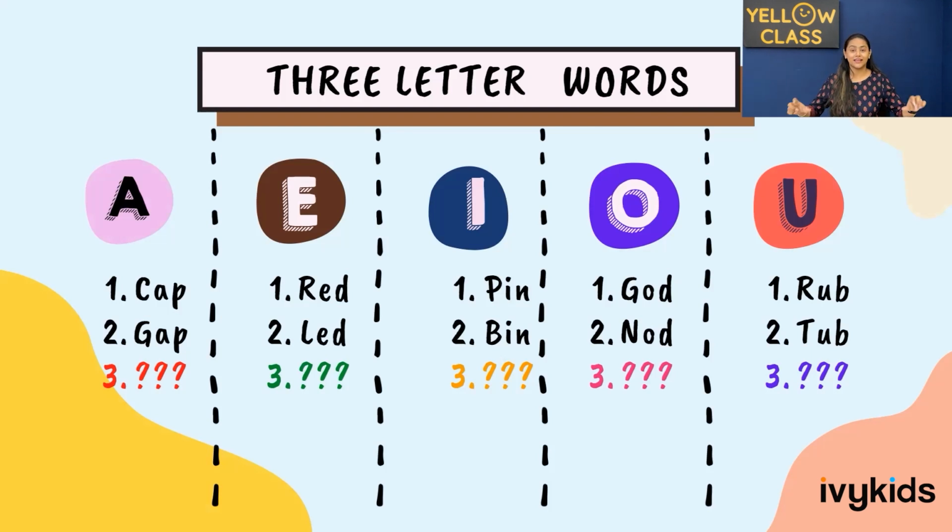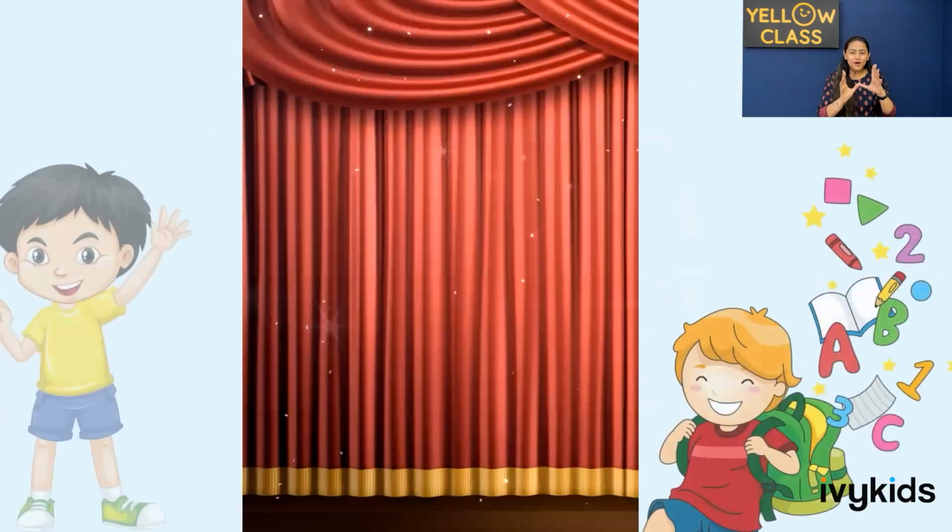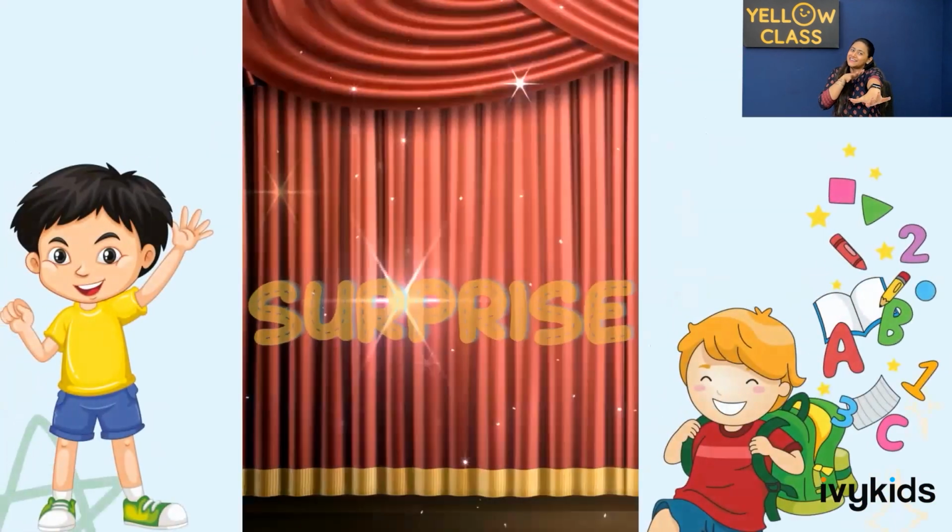So this is a challenge, a kind of homework for you. All the letters where I have not written any word, I have just put 3 question marks. You have to put a 3-letter word there with letters A, E, I, O and U. That's your homework, okay? For now, moving on to the surprise.